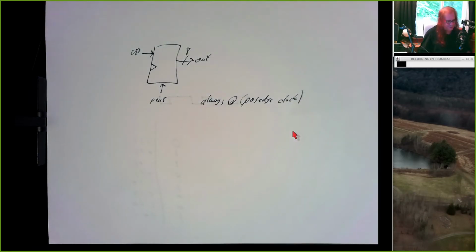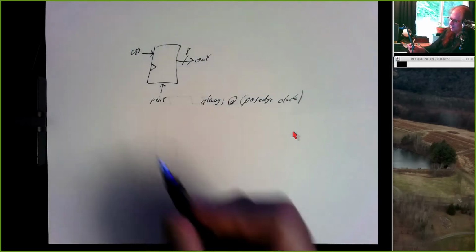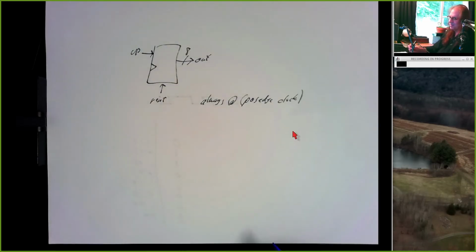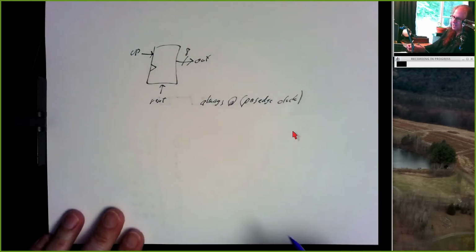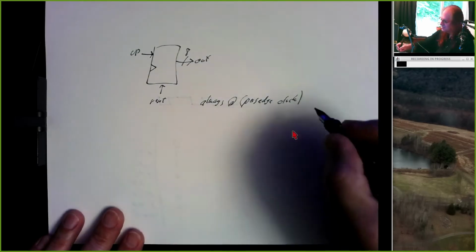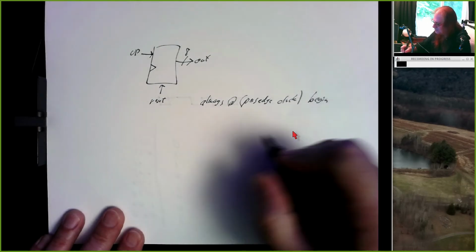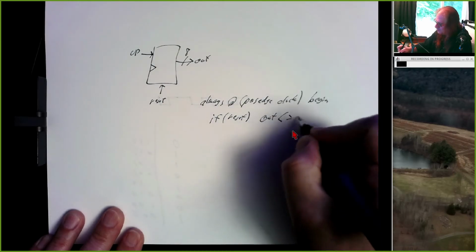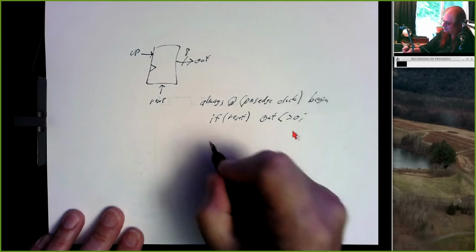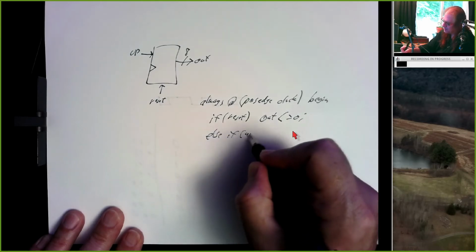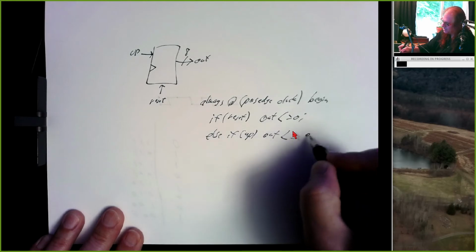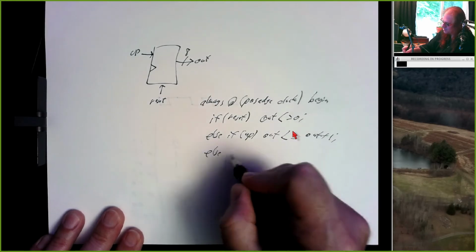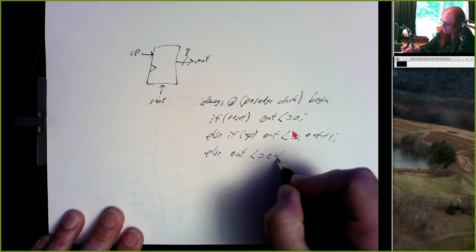And I'm gonna assume that we've set up a module and we've defined clock and reset and up to be inputs and out to be an 8-bit output, and out is the only thing that has to be a register. Everything else can be a wire. So always at positive edge clock begin, and you can say if reset, out is assigned 0, else if up, out is assigned out plus 1, else out is assigned out minus 1.